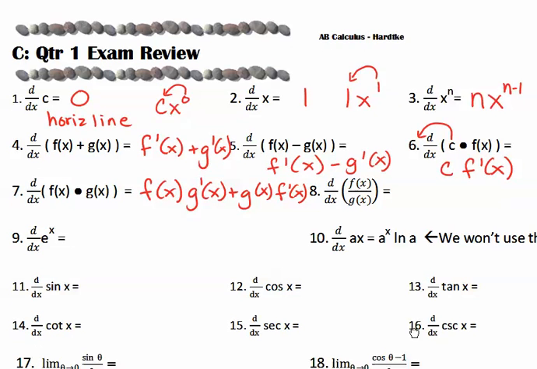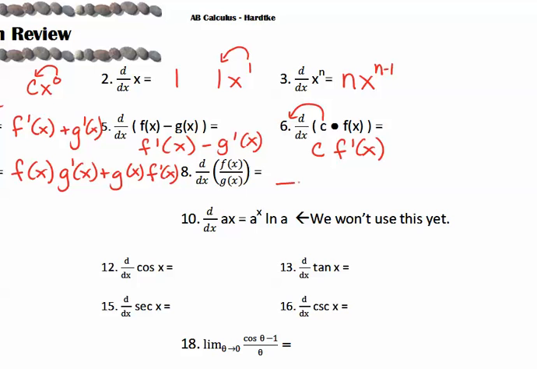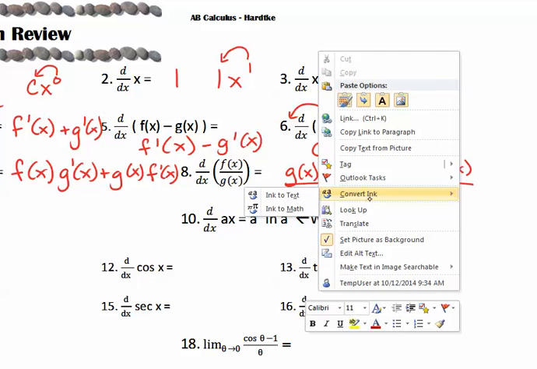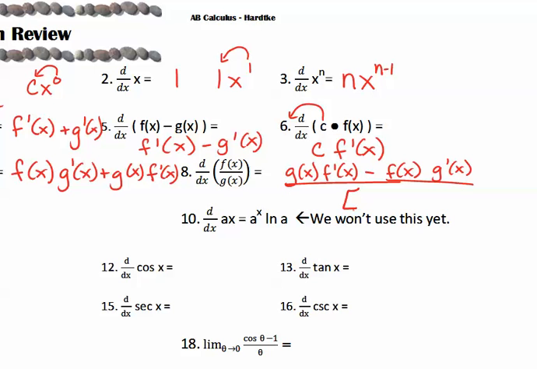8 is our quotient rule. Let me scroll to get some more room here. So we want low d high. So we want g of x times the derivative of the numerator minus the high function times the derivative of the low function. And I guess we don't need 2 sets of parentheses there. And in the denominator, we want the low function squared.